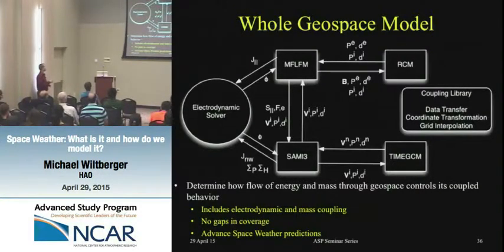We've got an electrodynamic solver that's actually covering the whole globe, not just the high latitude portion of it, and an ionosphere plasmasphere model that actually includes outflow that lets us have material flowing back and forth between the ionosphere and the magnetosphere. Gives you a full electrodynamic and mass coupling with no gaps in the coverage, and has the potential to provide new space weather predictions for the system itself.